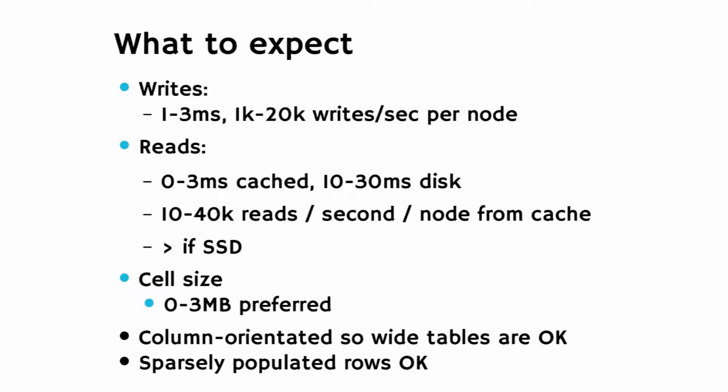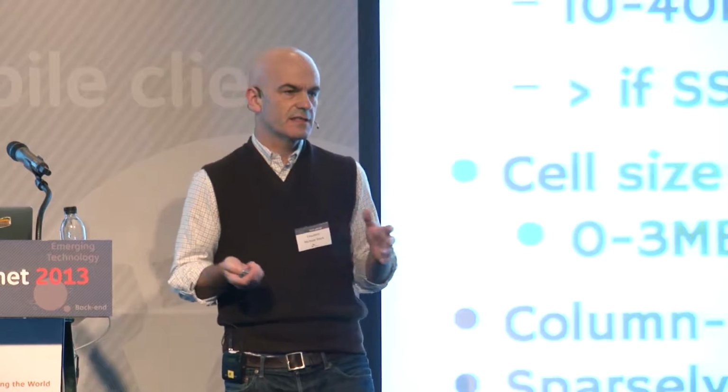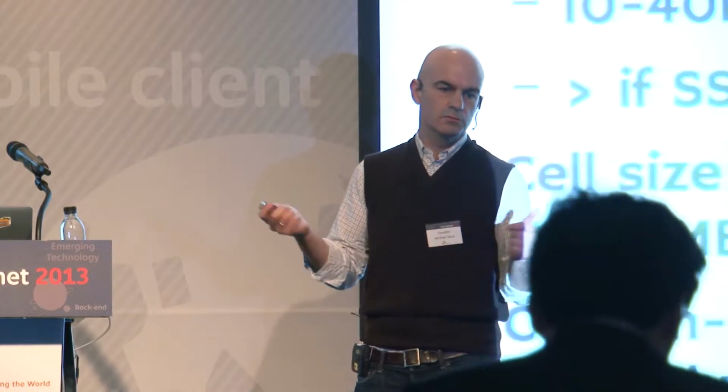What to expect: writes 1 to 3 milliseconds per record, 1 to 20K writes a second per node. Reads, if it's coming out of cache, it's pretty good. Throw in an SSD and everything is better. Cell sizes, usually a couple of bytes up to 3 megabytes. If you go beyond that, then you should probably put your data somewhere else, maybe into HDFS.